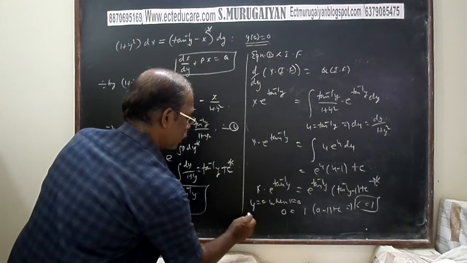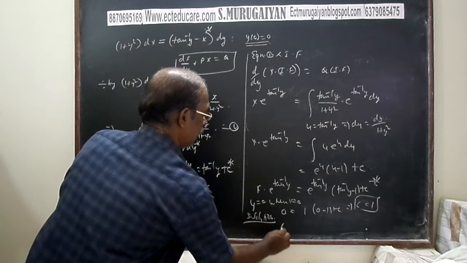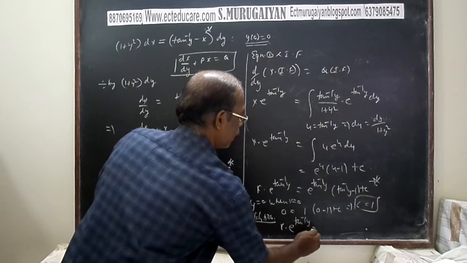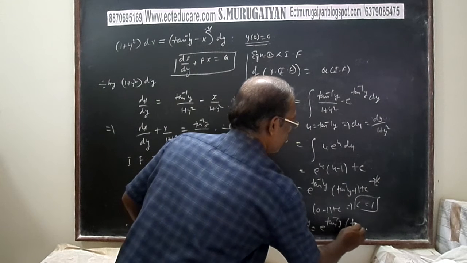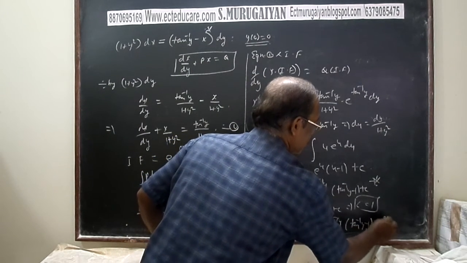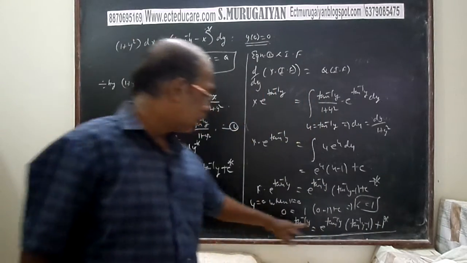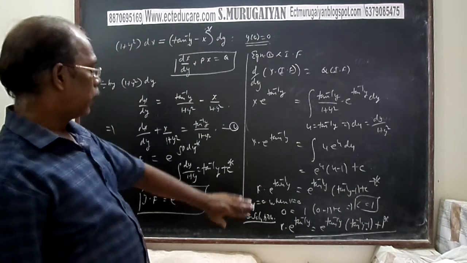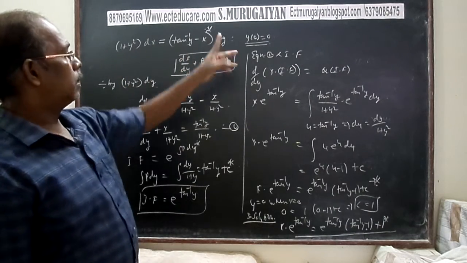Then the singular solution, the final answer: x into e power tan inverse y equals e power tan inverse y into tan inverse y minus 1, plus 1. This is with the value of the arbitrary constant, and this is the singular solution, or one particular member of the family of functions related to the given differential equation.